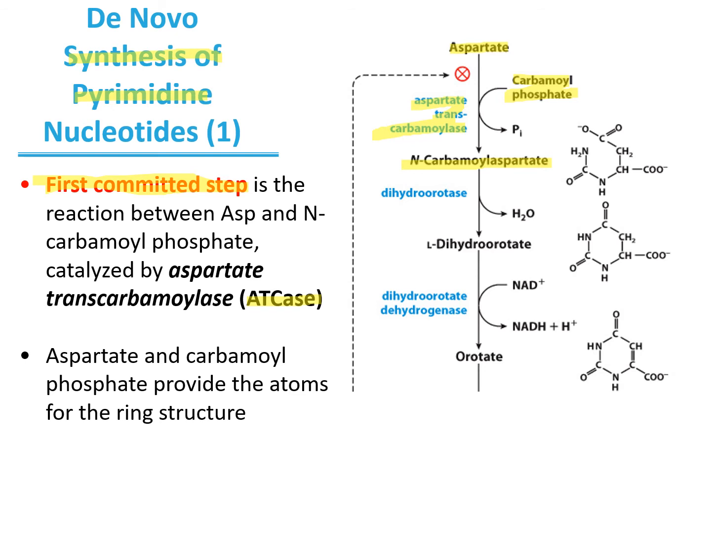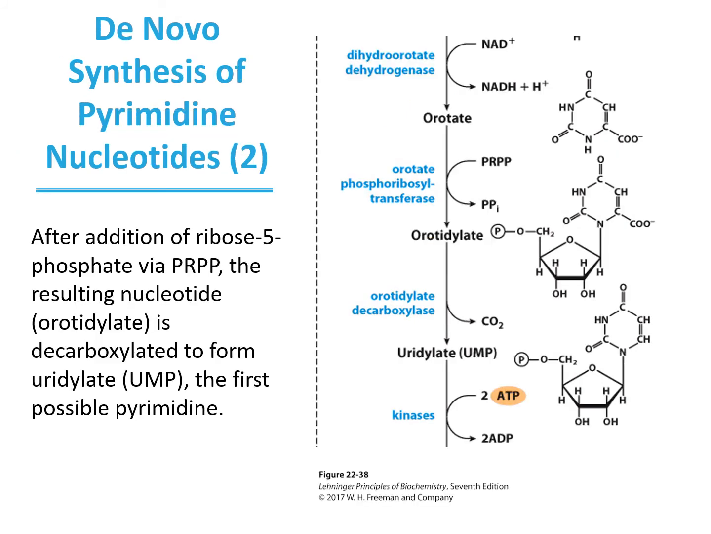This carbamoyl aspartate is converted into dihydroorotate and eventually to orotate by the dehydrogenase enzyme. So the synthesis continues. Orotate is converted into orotidylate, and then we get the uridylate, the UMP, which can be considered as the parent pyrimidine nucleotide, and this is one of the pyrimidines that we are going to synthesize. So first up, always UMP is synthesized. So UMP is the first possible pyrimidine, as it is written here in the slide as well.